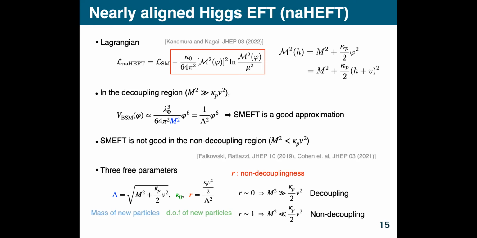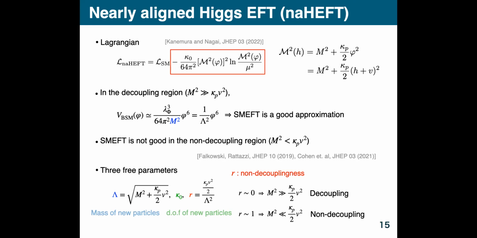And in this EFT, there are three parameters. The first one is capital Lambda, which corresponds to the mass of the new particles. The second one is kappa zero, the degrees of freedom of the new particles. And the third one is R. R is defined by this form.